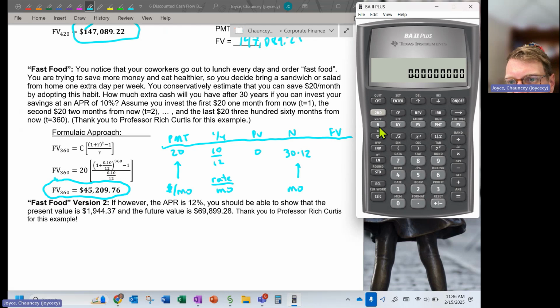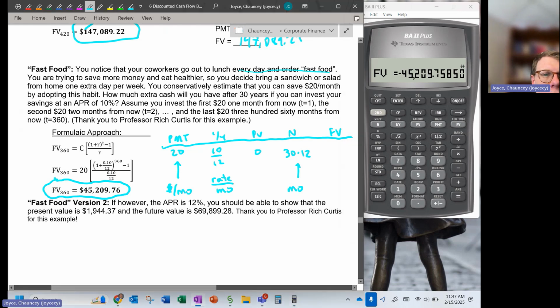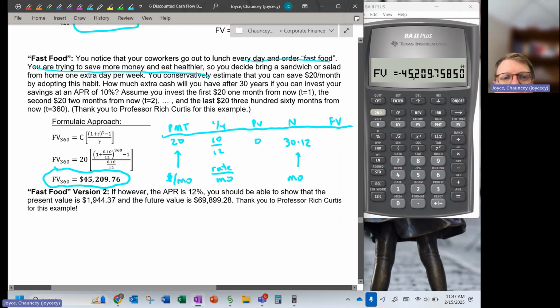So again, we're going to use this row of buttons. 20 is the annuity payment. 10 over 12 is your IY per period. 0 is your present value. And then 360 or 30 times 12, n number of months, and then compute your future value. $45,209.76. That's quite a savings there. And you're eating healthier, it sounds like in the question. So that's a nice one to look at.